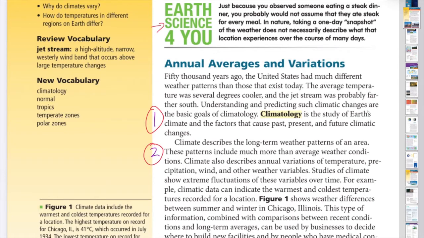So annual averages and variations. 50,000 years ago, the United States had much different weather patterns than those that exist today. The average temperature was several degrees cooler, and the jet stream was probably farther south. Understanding and predicting such climatic changes are the basic goals of climatology. And climatology is the study of Earth's climate and the factors that cause past, present, and future climatic changes.